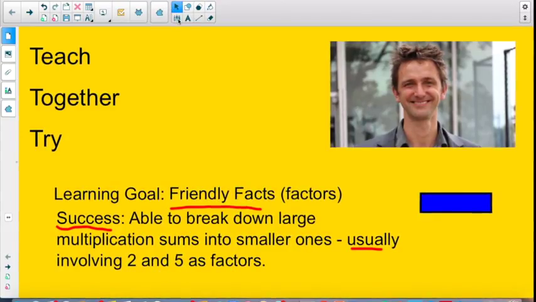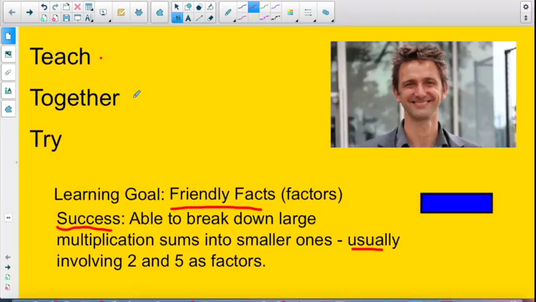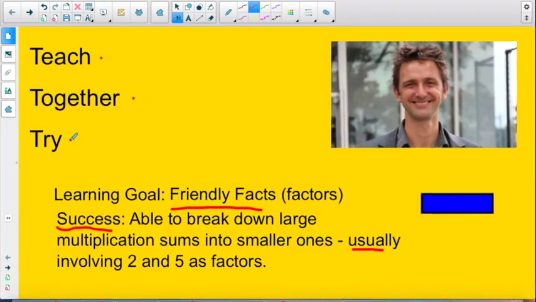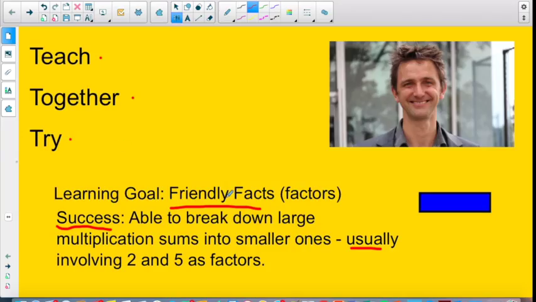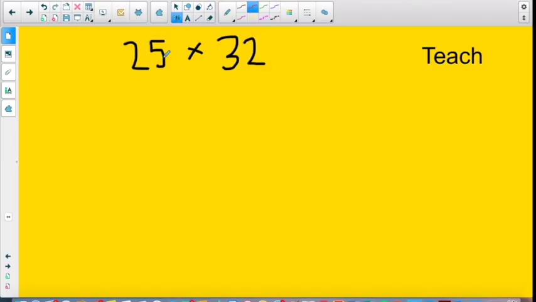Now, as usual, I'm going to teach you how to do it, then we'll do one together, and then you'll try one all by yourself. Okay, so let's have a go. I'm just going to teach you. Your job is to watch how I break this down into friendly factors, just like this, guys. Friendly facts and friendly factors, because we can't do 25 times 32. It's just too hard at this point. So let's break it down.